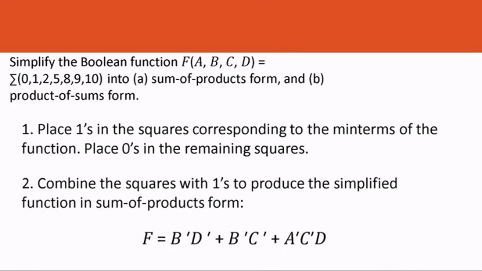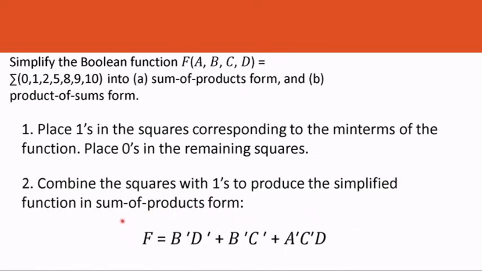So we are asked to simplify the function F(A, B, C, D) equal to the summation of minterms 0, 1, 2, 5, 8, 9, and 10 into sum of products form and product of sums form. First, we have to place ones in the squares corresponding to the minterms of the function and place 0 in the remaining squares, and combine the squares with ones to produce the simplified function in sum of products form.